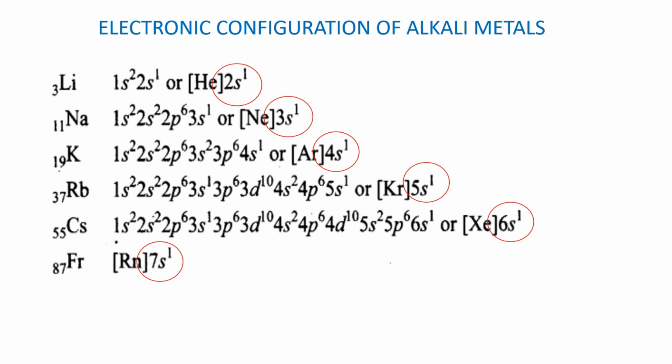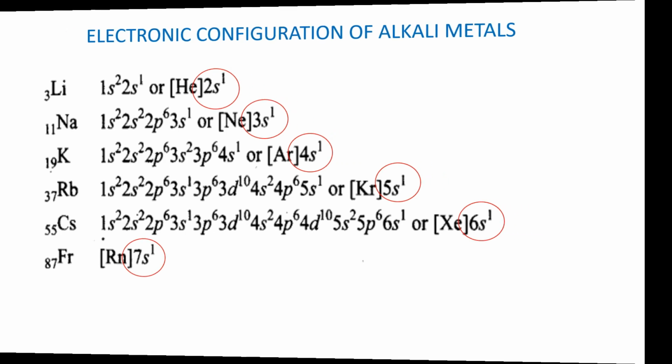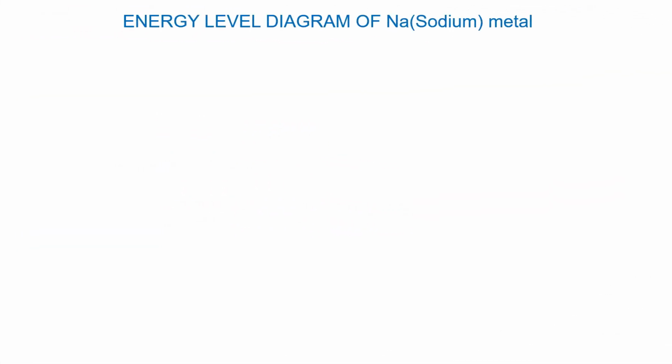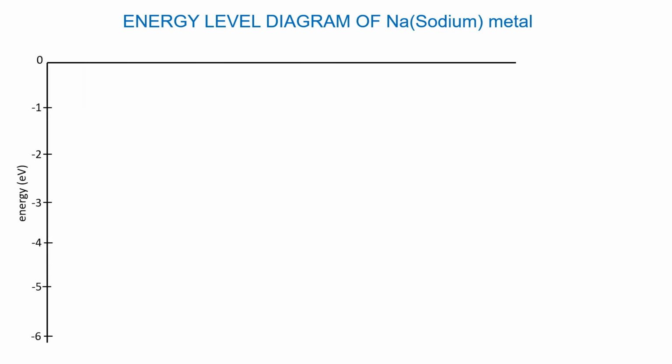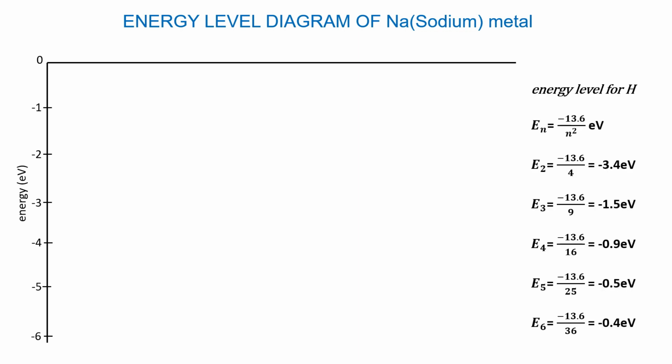Among all these alkali metals, we will make the energy level diagram for sodium since it is easy to draw and understand the sodium spectra. To draw the energy level diagram of sodium, we will first make two lines. On the left, we will mark the scale for energy in electron volts from 0 to -6. After that, we have to draw the energy levels of hydrogen as a reference. I'm using red lines to show that hydrogen is for reference.